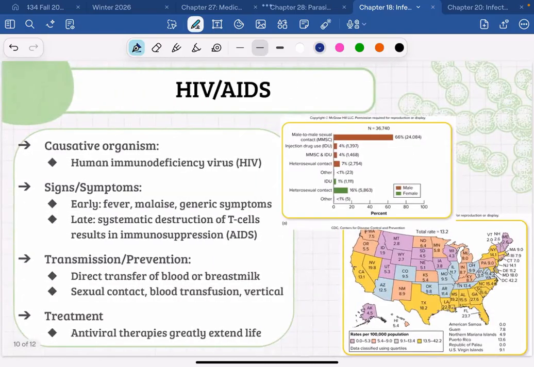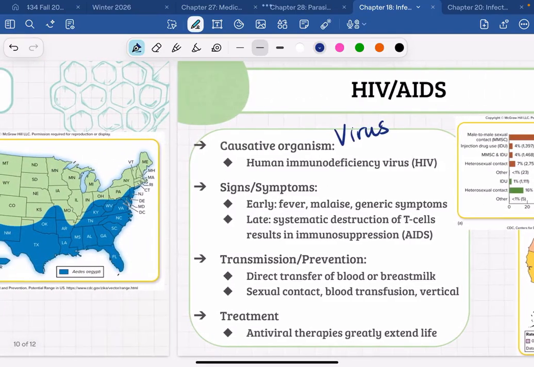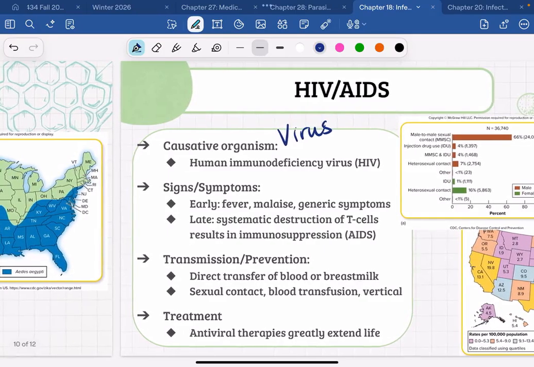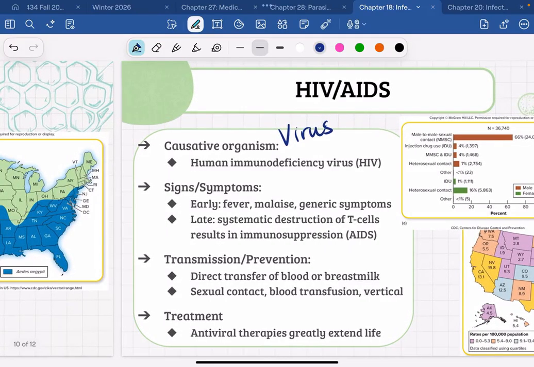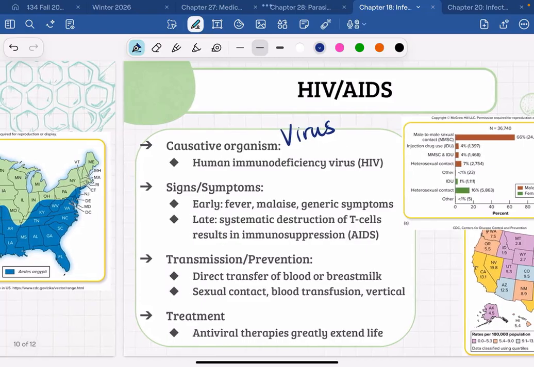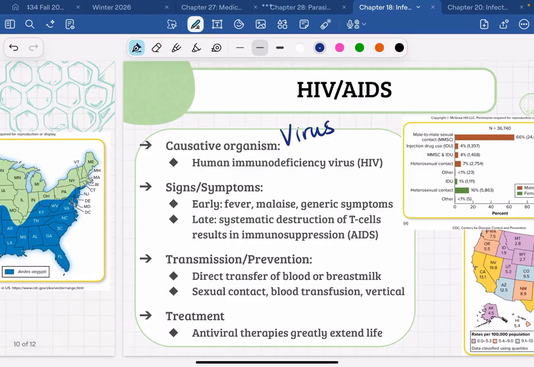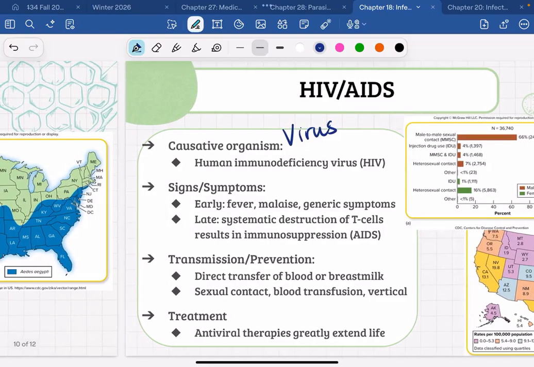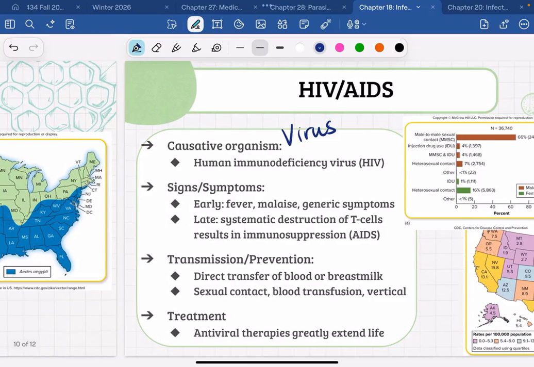Right. So our next disease is HIV or AIDS. And this is another one that's caused by a virus. And the virus is called human immunodeficiency virus, or HIV. That's where that term comes from. HIV attacks the immune system. That's what it does. So early symptoms are going to be generic symptoms, kind of fever or flu-like, just I feel tired, kind of generic symptoms.